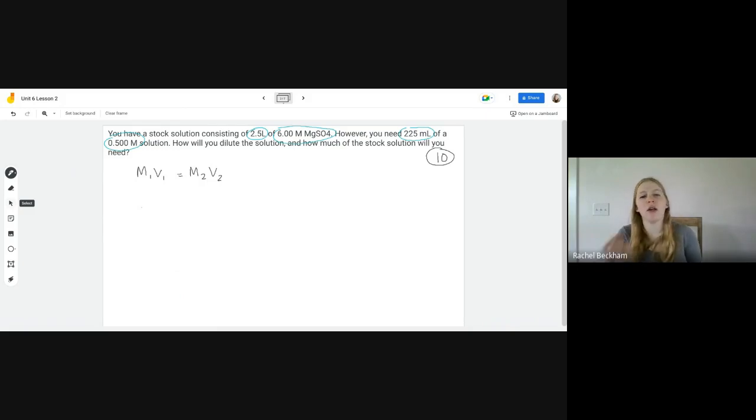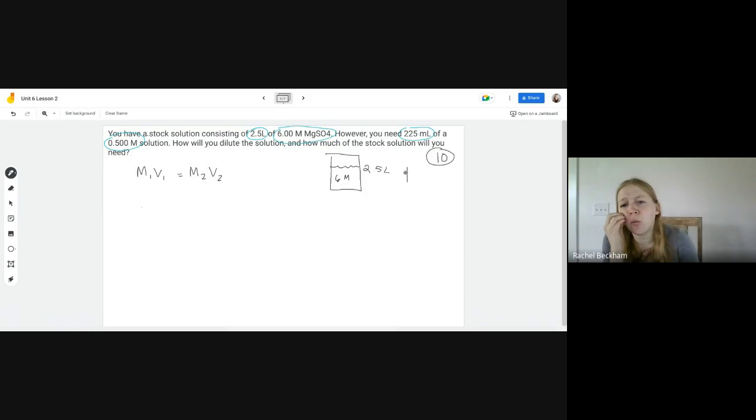Okay, so for this one, we are going to use M1V1 equals M2V2. So basically we need to figure out what was our original stock solution. At the beginning, it says you have a stock solution. That's like your original when you see the word stock. So originally I have in this container here, it's a 2.5 liter container, and the fluid inside is 6 molar. That's how potent it is. The molarity tells you how strong it is or concentrated.